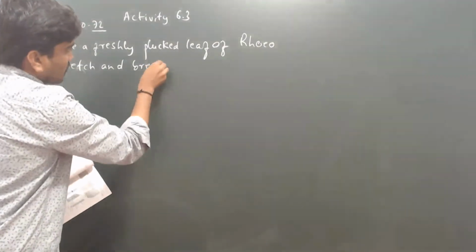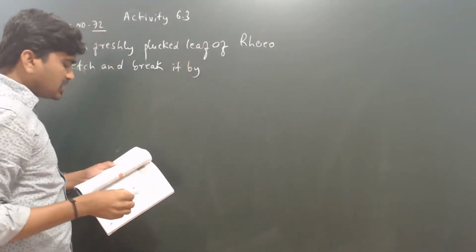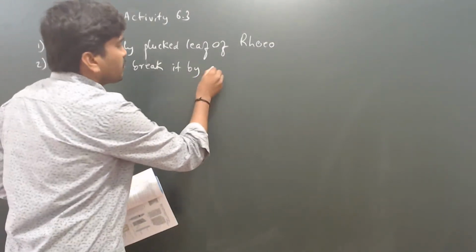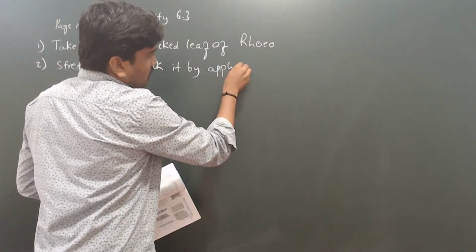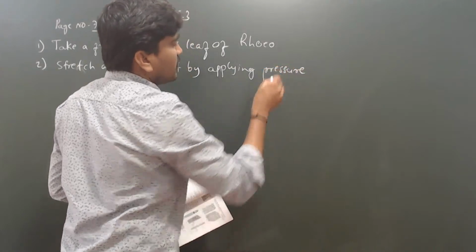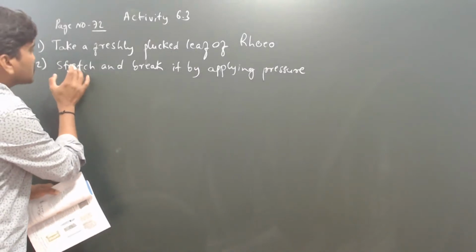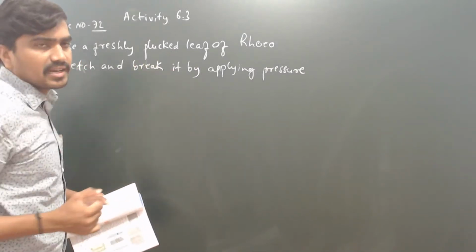Second, stretch and break it by applying pressure. Applying pressure means after plucking the leaf, we are applying external force on the leaf. Because of what reason? To stretch that leaf and to break that leaf.